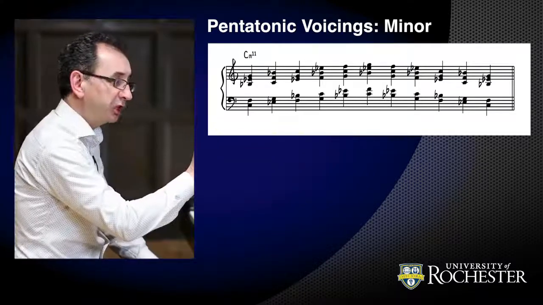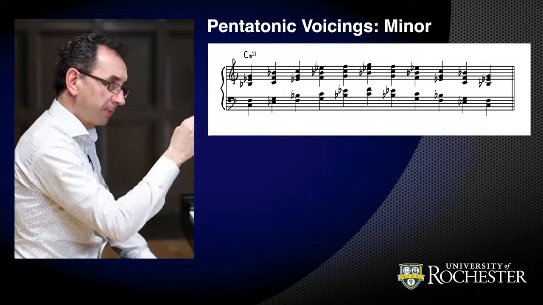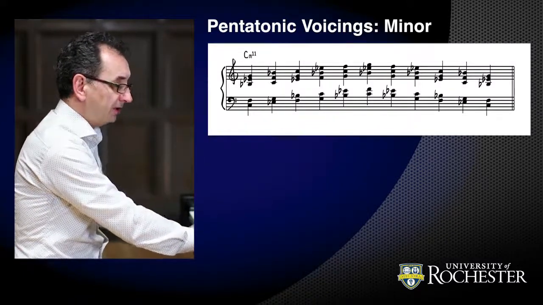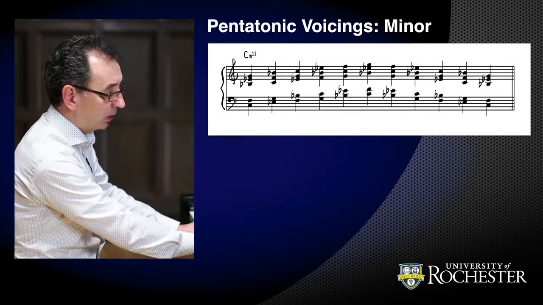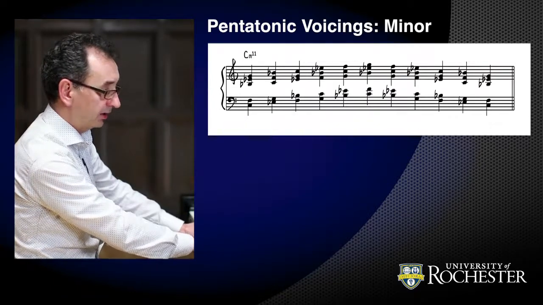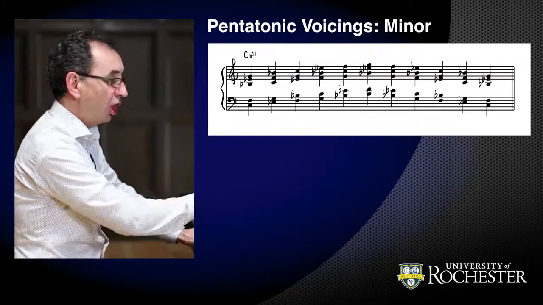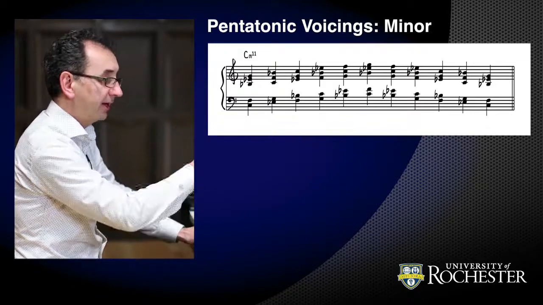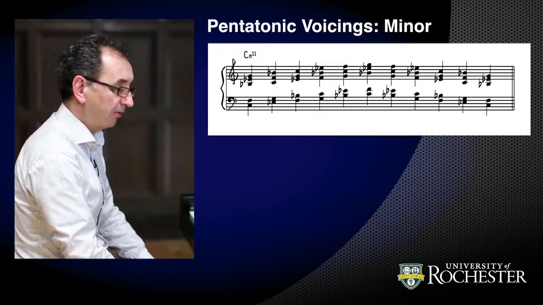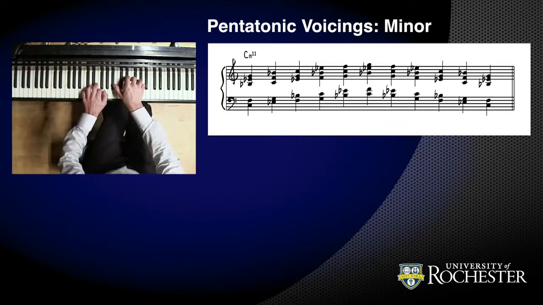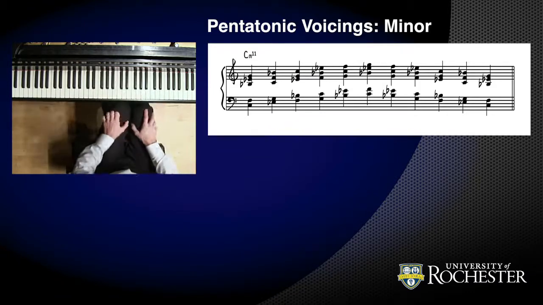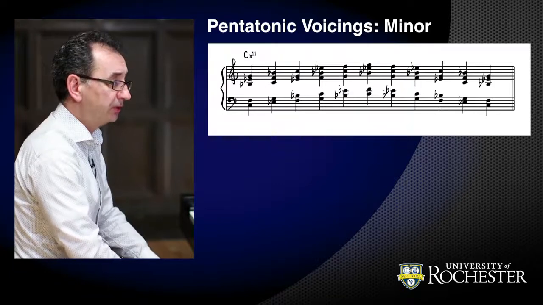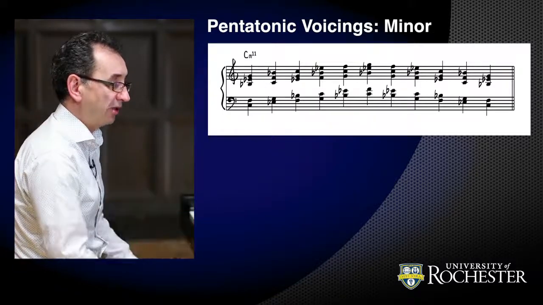So again, the process of generating these voicings is very logical and relatively simple. We generate the opening voicing and we move to the next note of the pentatonic scale unfolded in the bass, and each line, each note gets to the next note from the pentatonic collection. And as a result, we have this wonderful collection of five voicings that can function as substitutes for your C minor harmony.